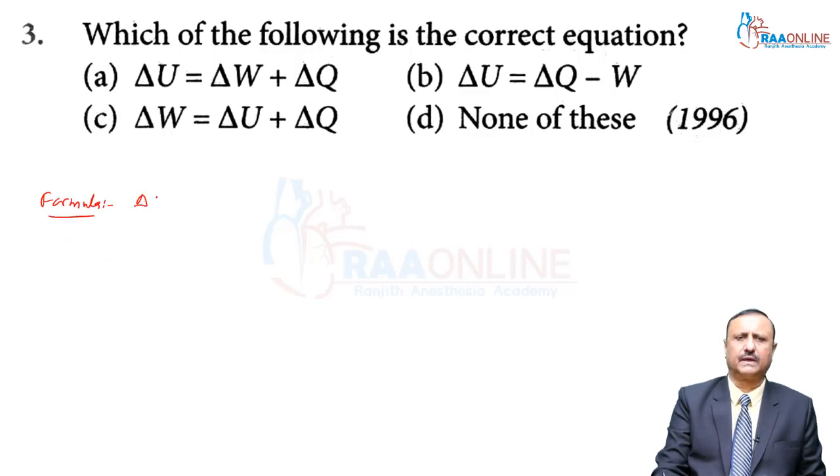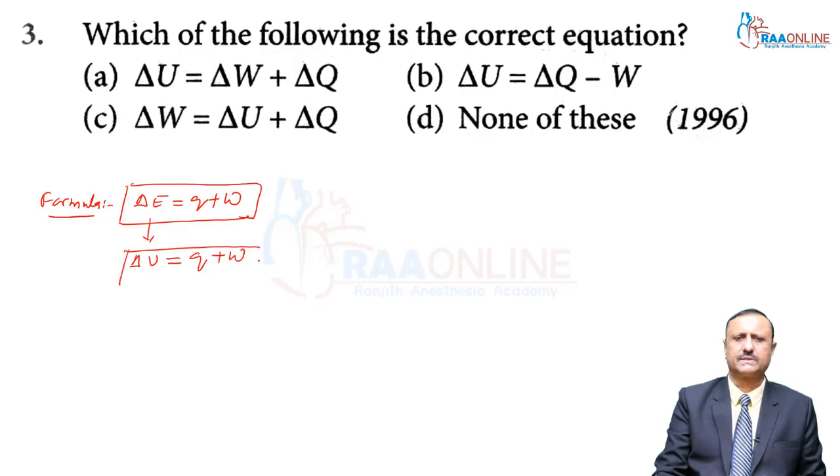Generally we can see that delta E is equal to Q plus W. Delta E is equal to Q plus W, and in the NCERT book, delta E is also represented by delta U, that is equal to Q plus W. When my dear students, you can see here this is Q. What is Q? Q is the heat given to the system. That's why it is plus Q. And this is plus W, my dear students.